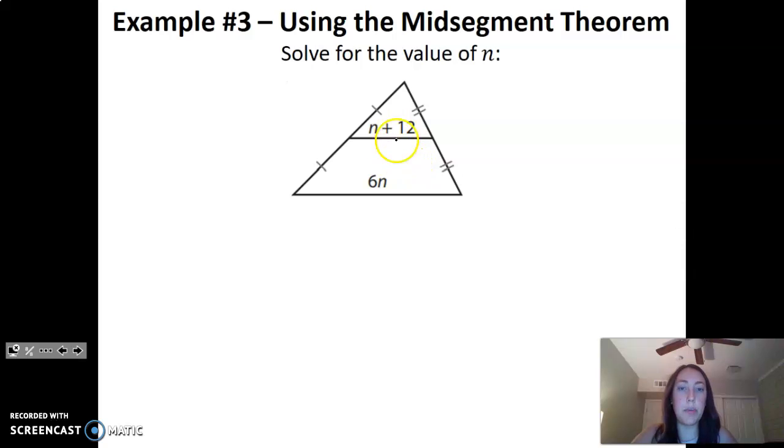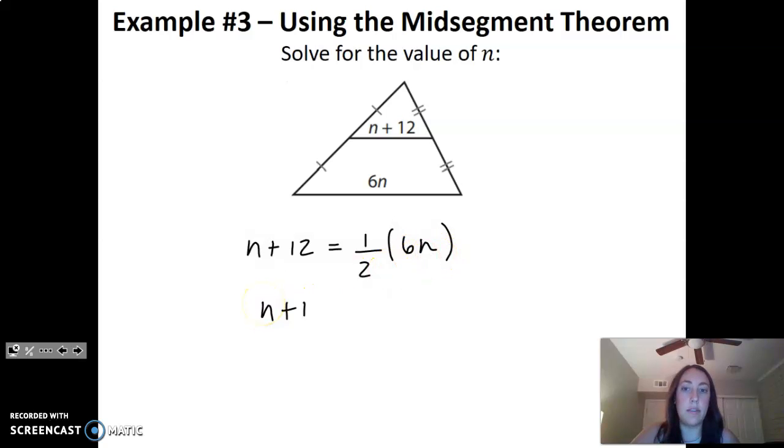All right, the last example, we're going to solve for the value of n. We know midsegments are half as big as the side they're parallel to. So n plus 12 has to be half as big as the side it's parallel to. Half of 6n is 3n. If we subtract n from both sides, we get 12 is equal to 2n, so that means n has to be 6.